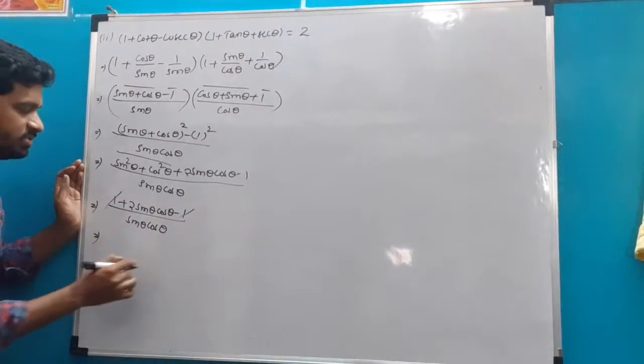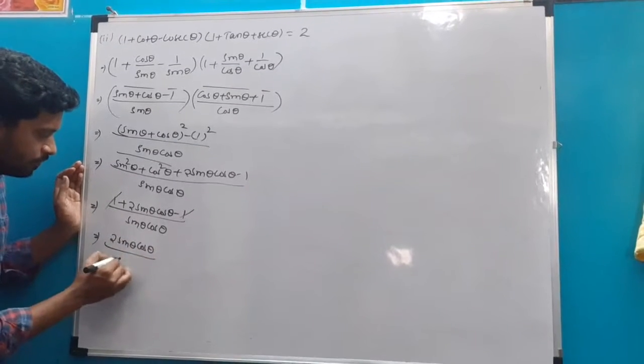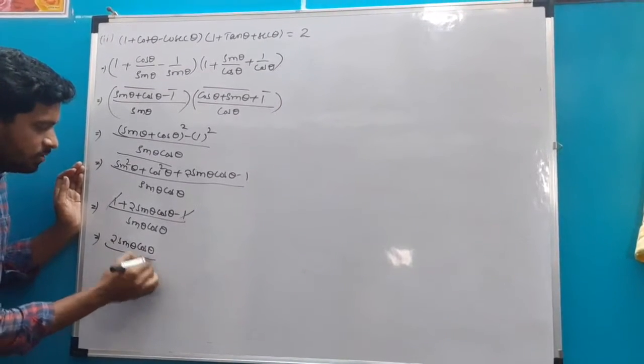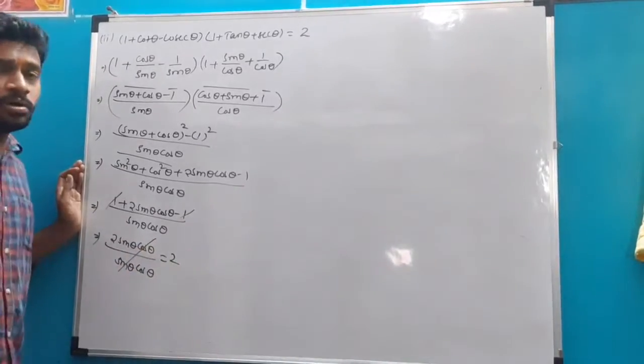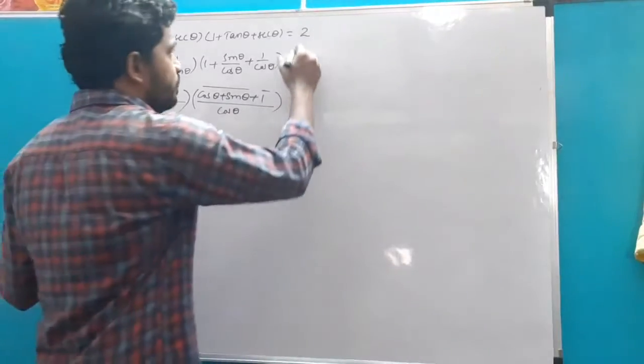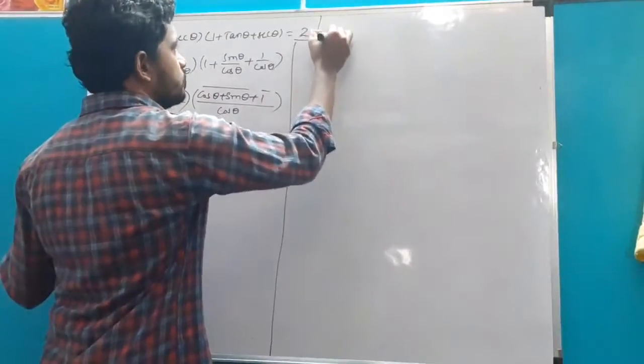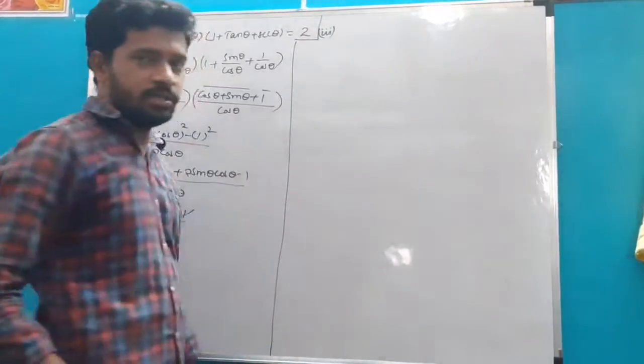Yes, plus 1 and minus 1 will be cancelled. 2 sin theta into cos theta by sin theta into cos theta. Sin theta into cos theta will be cancelled. You are going to get a 2. So that is the required result. Next question. Question number 3.